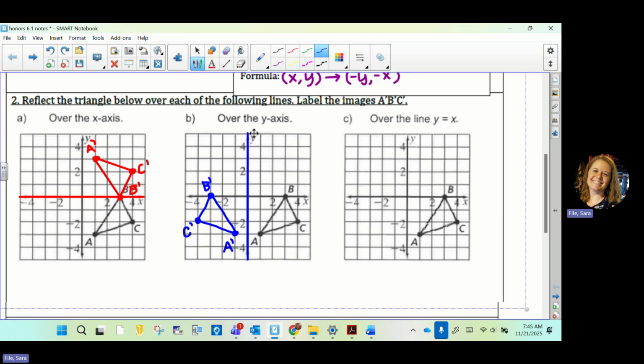was used. And if I folded this, and you can visualize folding it along this line of reflection, these would match up, they would meet. It's a mirror image.